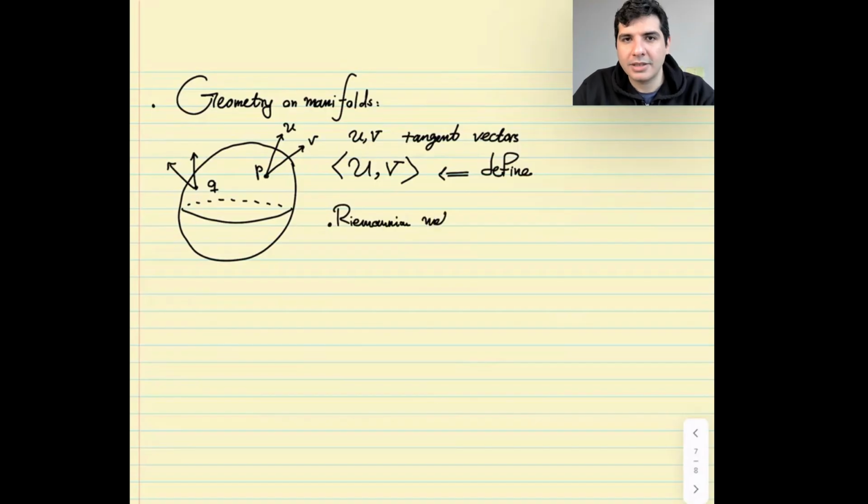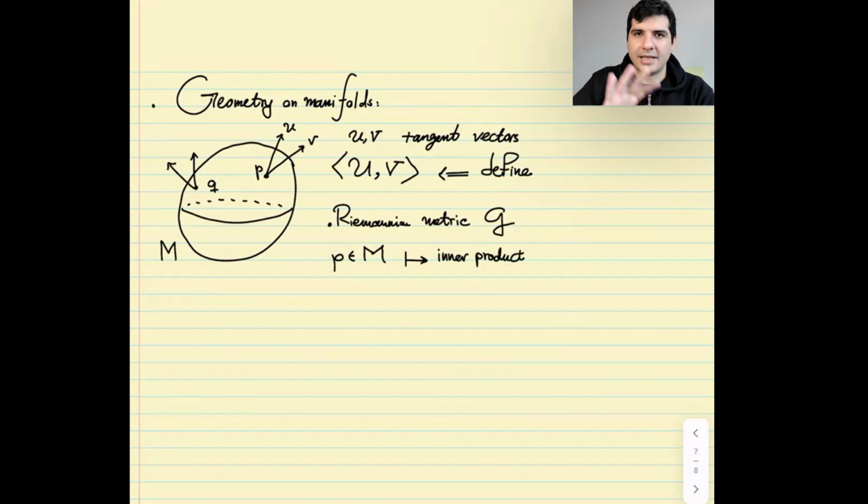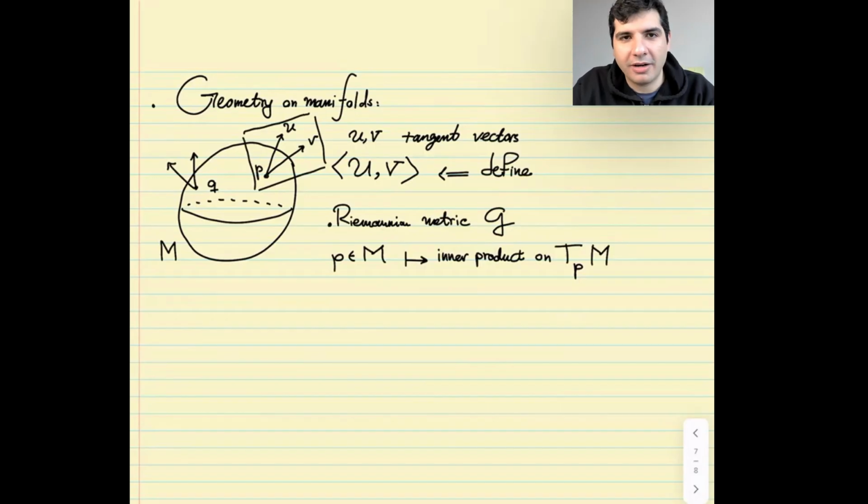A Riemannian metric, usually denoted by G, is essentially a tensor, as we are going to see, such that to any point P in our manifold, if we look at the tangent space to our manifold at P, it assigns an inner product to that tangent space. So the tangent space at any point is like a vector space, right? So it defines an inner product on the tangent space of M at P for every P. U and V are in the tangent space at P. Those two other vectors are in the tangent space of M at Q.